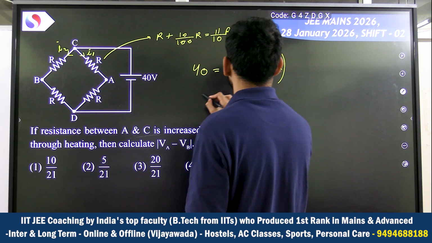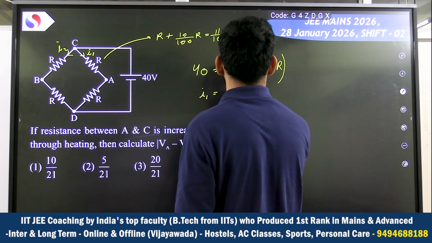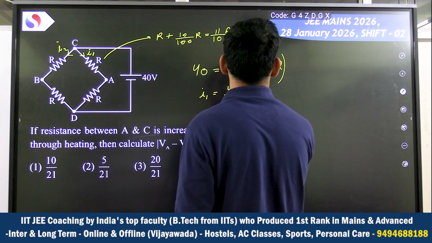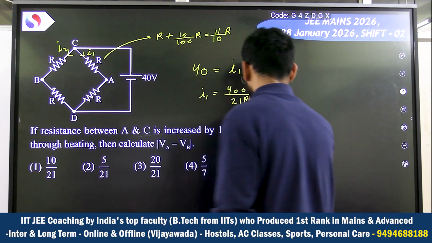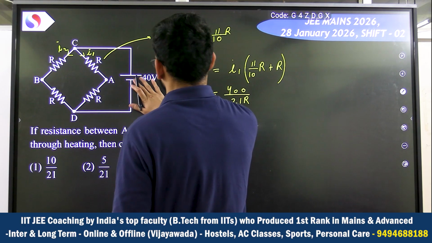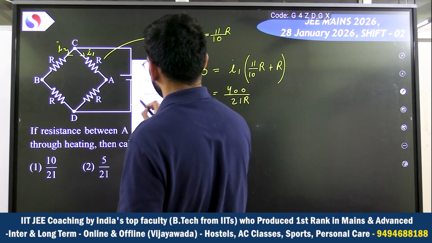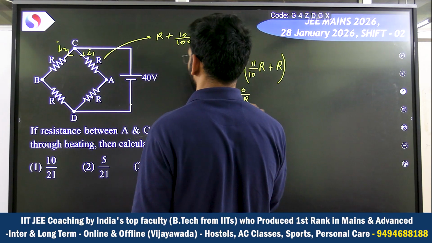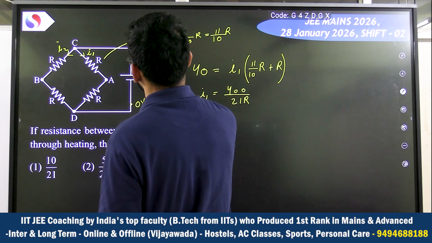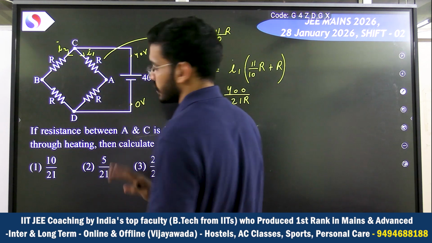Getting my point? I1 will be, this is 10, so 400 by 11 plus 10, that is 21R. And by that you will get the values. This is 40 volt, and here you can say 0 volt, it will not matter that much. So you can go for the calculation this way. I prefer this way.